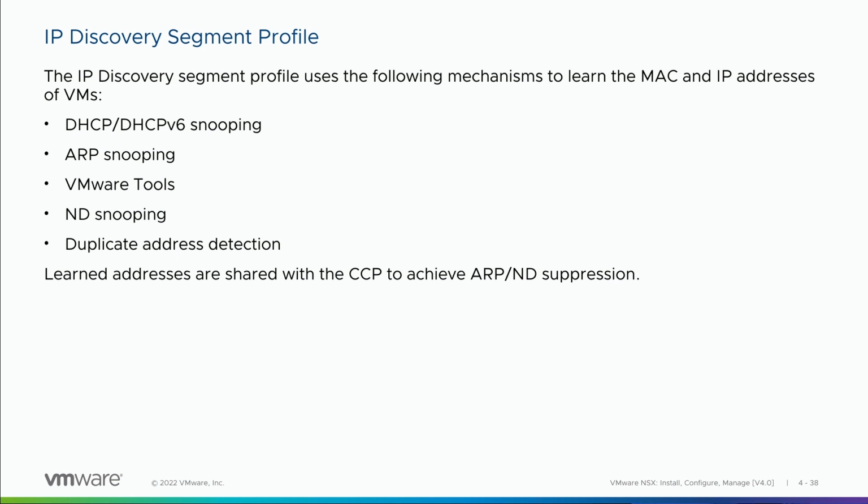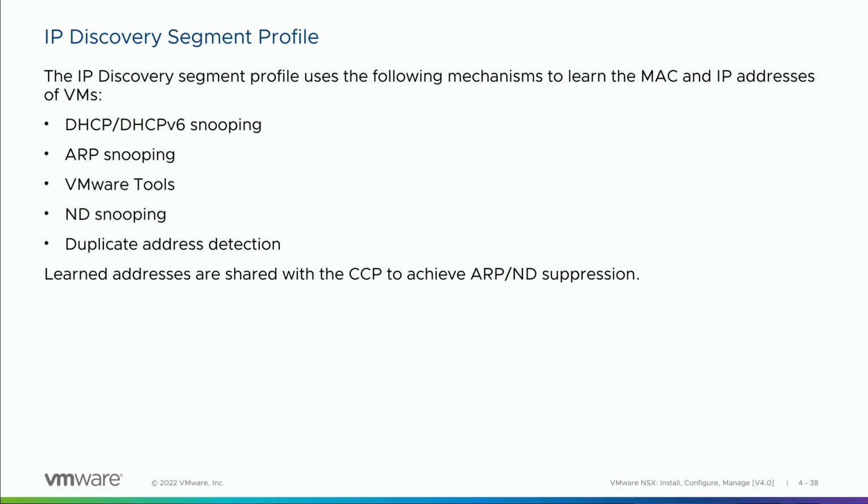So again, there are a number of things that use the information collected by the IP discovery segment profile. And we've got a number of different ways that we can collect that particular data. We can look at VMware Tools. We can look at ARP or neighbor discovery, depending on whether we're using IPv4 or IPv6. We can look at DHCP, right? Either DHCP or DHCPv6.